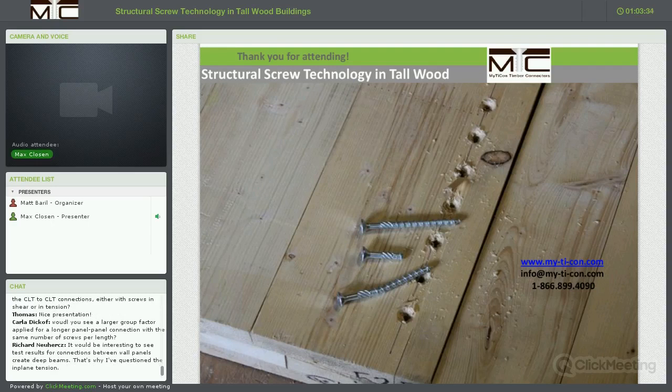One more question here from a designer in Vancouver. Would you see a larger group factor applied for a longer panel-to-panel connection with the same number of screws per length? So if I understand this question correctly, we have a 10-foot or 20-foot or 40-foot panel, and we have a larger number of fasteners in this particular panel setup.